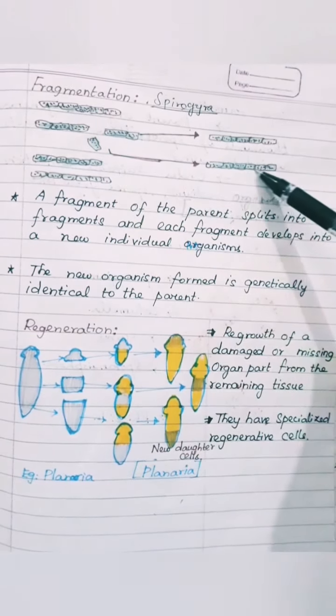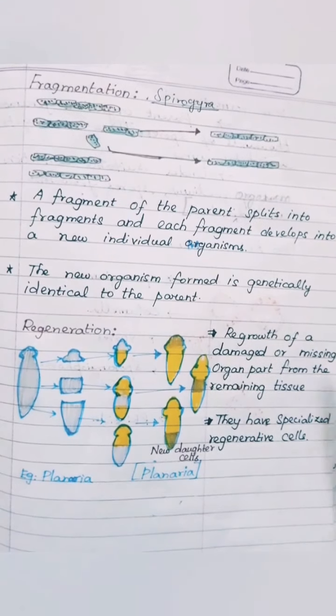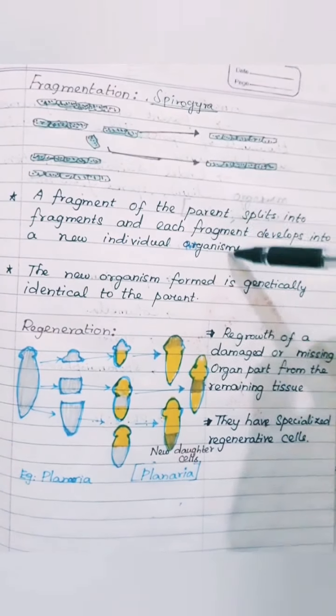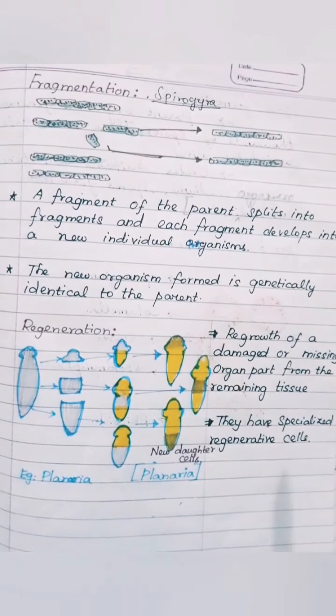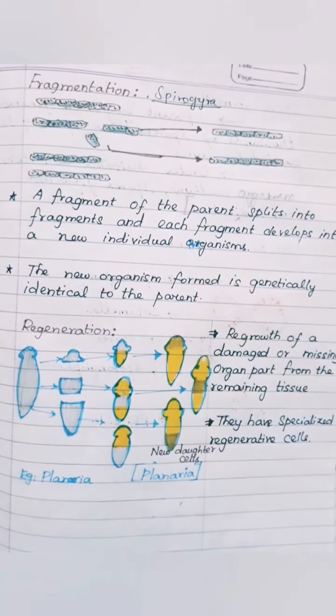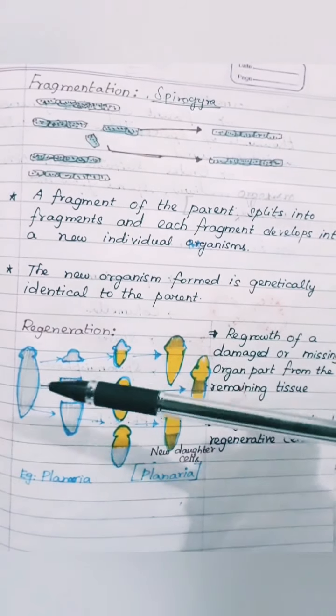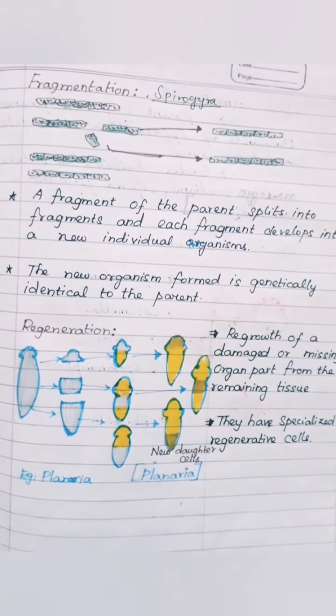So if this fragment develops into a new organism, it will be carrying the DNA of the parent only. Okay, then coming to the next method of asexual reproduction, that is regeneration. Don't get confused with fragmentation and regeneration, just observe carefully. Regeneration is the process by which the organism is able to produce the missing organ or the missing part.